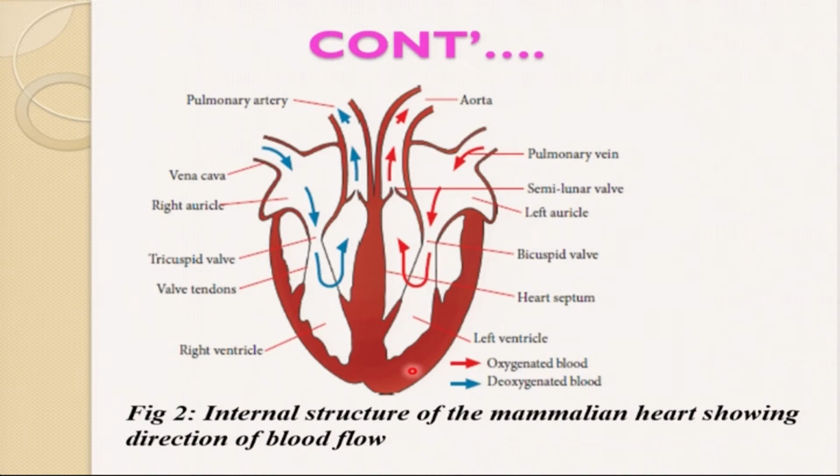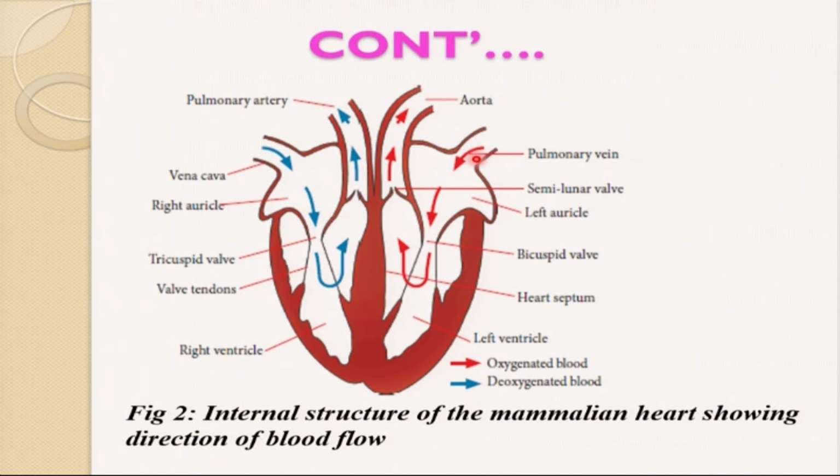Let's have the internal structure of the heart. I want you to be clear and observe, students. Make observations on the diagram that I'm highlighting and try to see the arrows. On the right side, the arrows are blue in color. These arrows are red in color. Take your time to think about it.